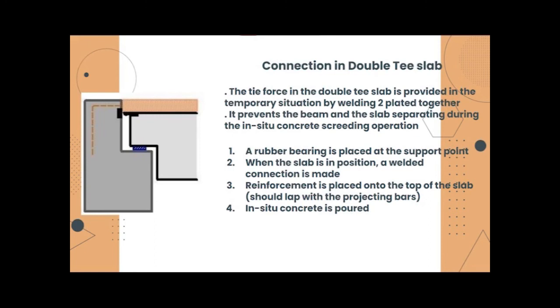provided in the temporary situation by welding two plates together. It prevents the beam and the slab splitting during the in-situ concrete screeding operation. So the steps in doing the double T slab are, firstly, a rubber bearing is placed at the support point. Next, when the slab is in position, a welded connection is made. Then the reinforcement is placed onto the top of the slab as it should lap with the projecting bars. And lastly, in situ concrete is poured.